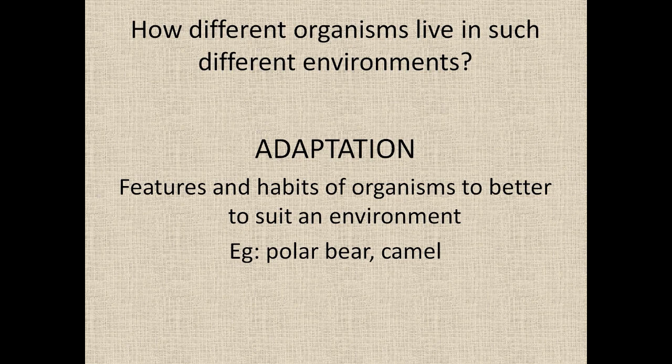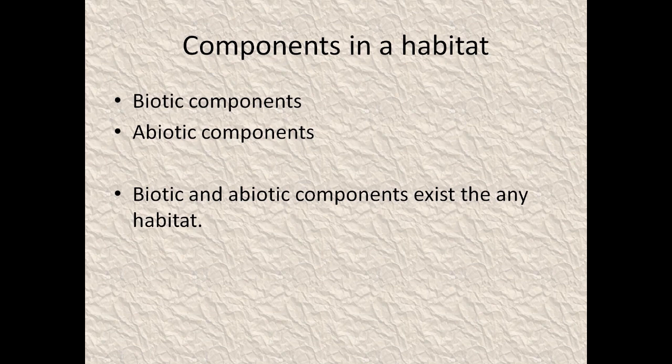Habitat is the place where the animal lives, but adaptation is how the animal is able to live in that particular habitat. I hope you understand. Components in a habitat. There are basically two components. One is biotic components and another one is abiotic components.